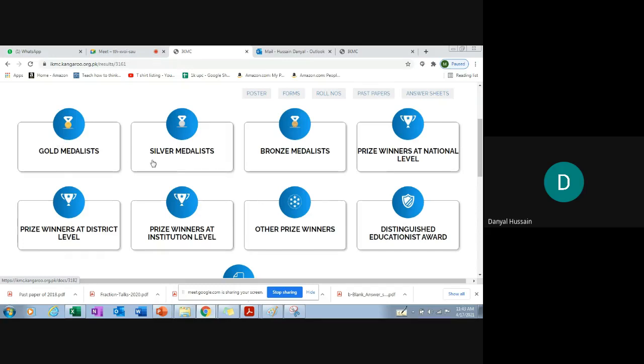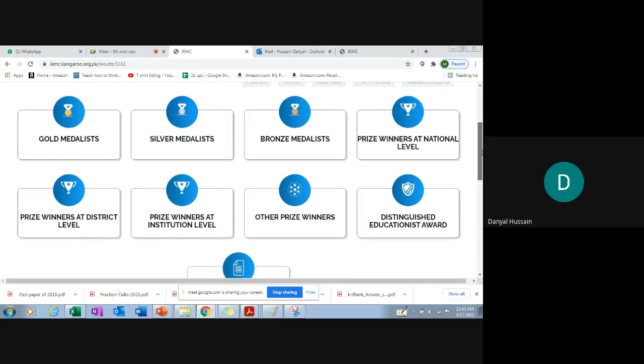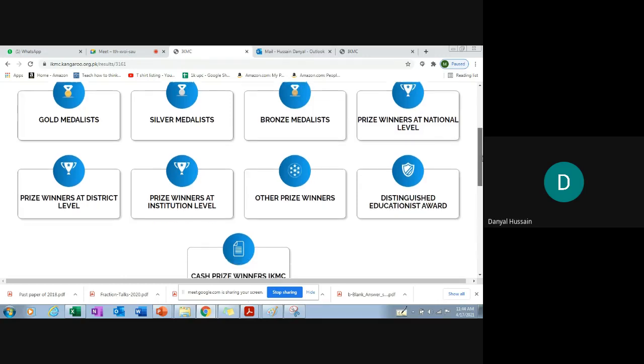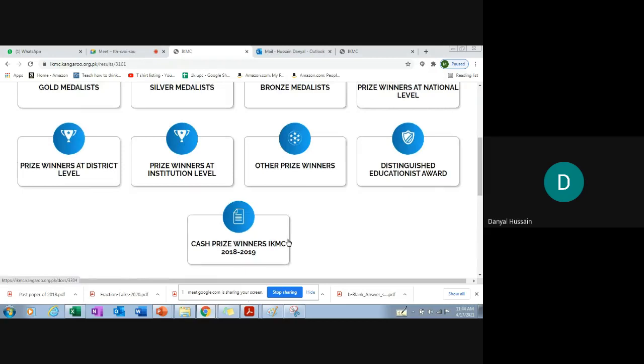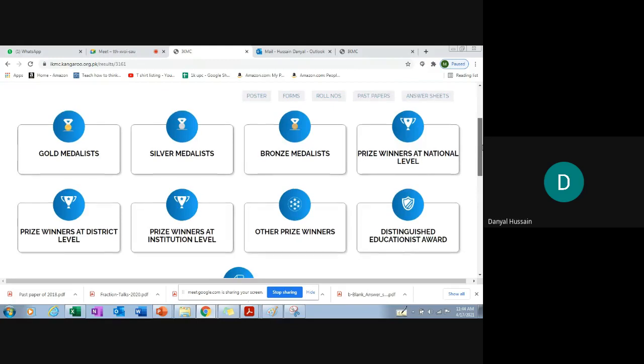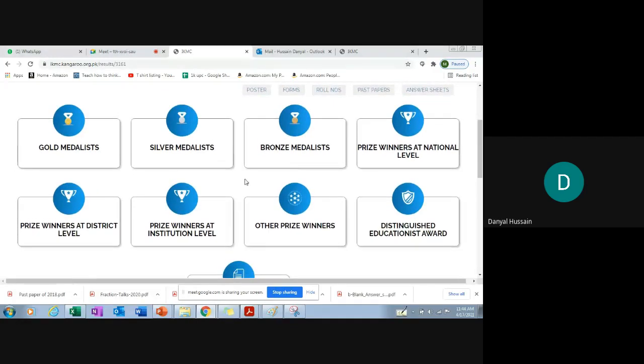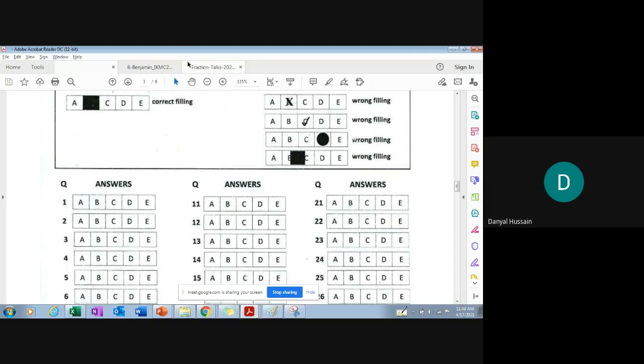Okay, the next thing is silver medal, then the third prize is bronze medal, and then in this contest there are some stars like 3 stars, then 2 stars, then 1 star, and there are some cash prizes as well. So if we want to earn these medals and cash prizes, we have to do practice more and more.